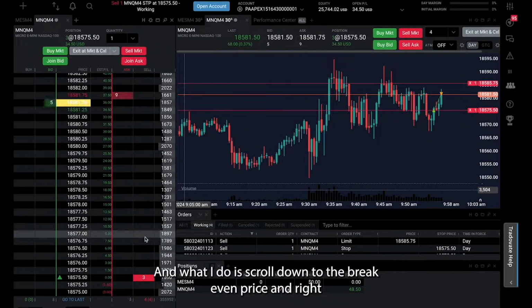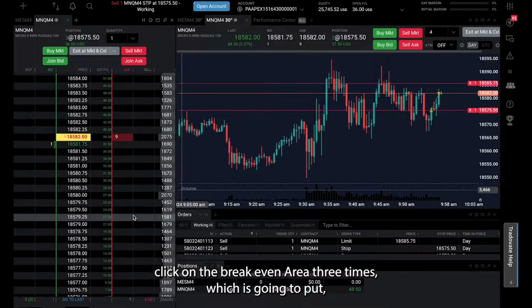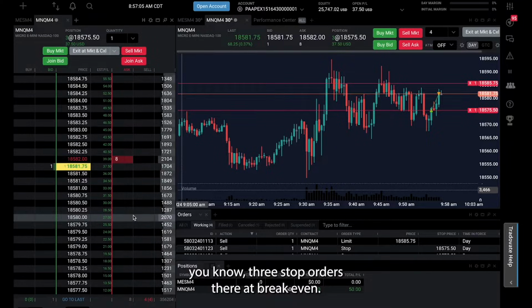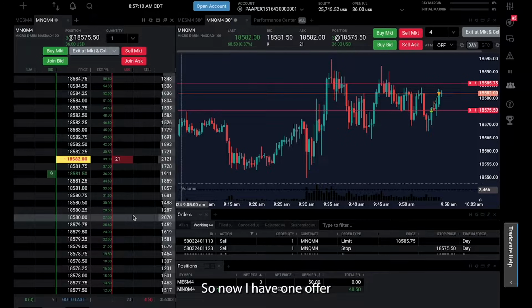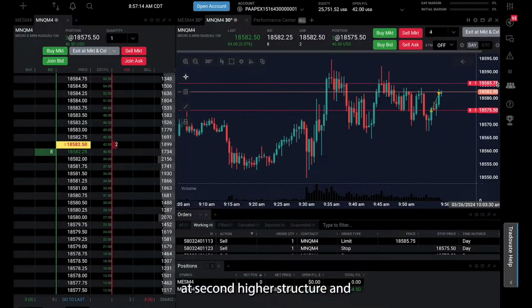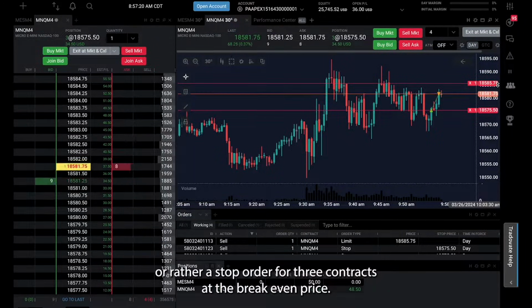What I do is scroll down to the break-even price and right click on the break-even area 3 times, which puts 3 stop orders there at break even. So now I have 1 offer at the second higher structure and a stop order for 3 contracts at the break-even price.